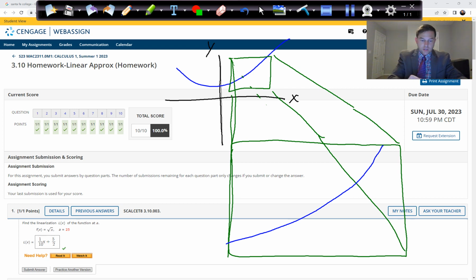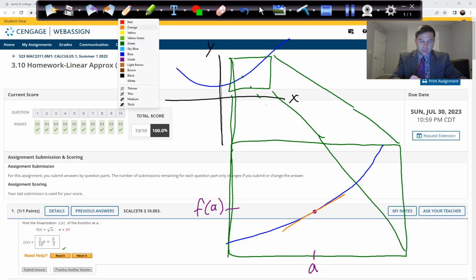And we imagine that any point on this curve, let's say right here, can be approximated with a straight line. So you'll see that that straight orange line is really close to the blue curved line. And so what we say is the x component of that point is a, the y component of that point is the function evaluated when x is a, which we call f of a.